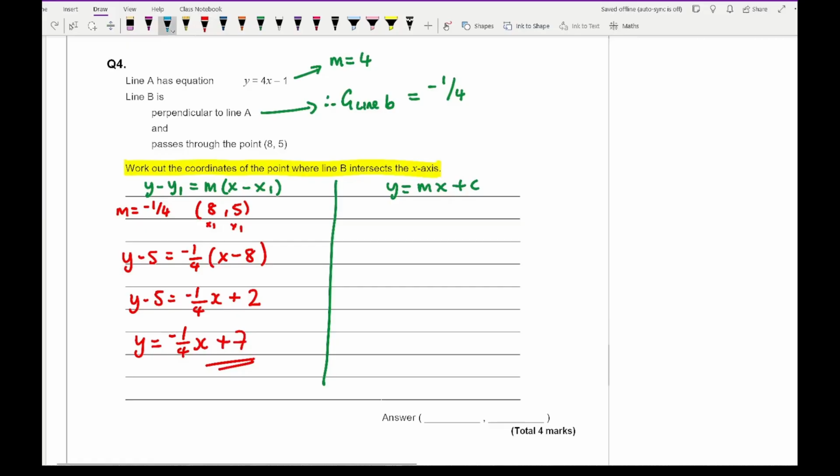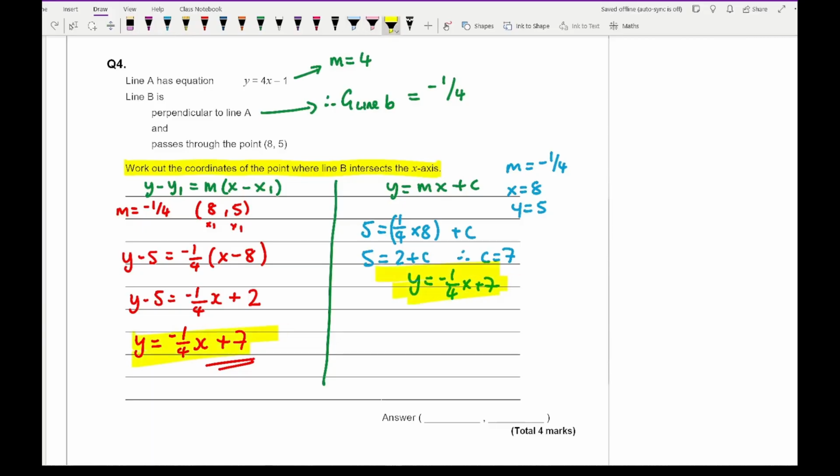If I use y equals mx plus c, we should get the same. So here m equals minus a quarter, x equals 8, and y equals 5. So I've got 5 equals minus a quarter times 8 plus c, which gives 5 equals minus 2 plus c, so c equals 7. So y equals minus a quarter x plus 7. As you can see, either method gives me the equation of the line. Now I've not answered the question yet, because the question says write down the coordinates of where it intersects the x-axis.